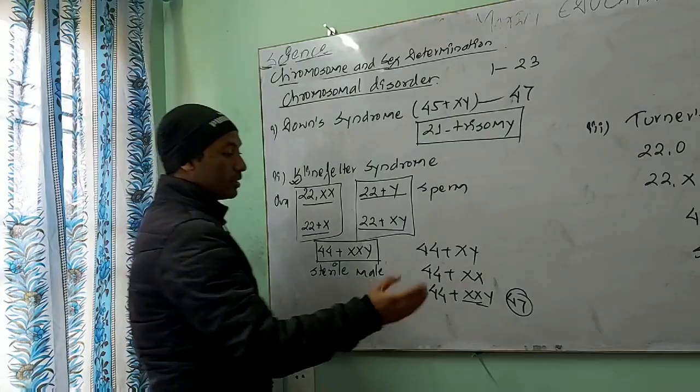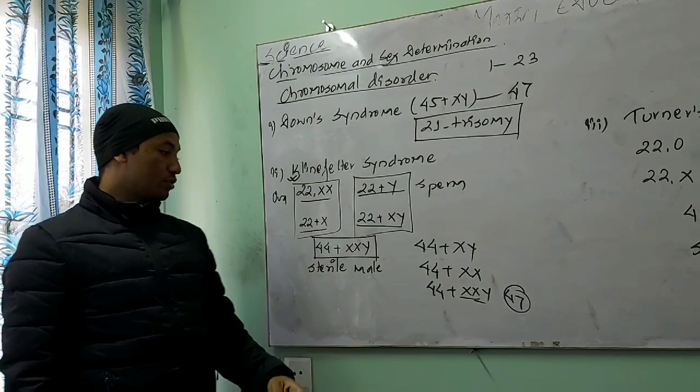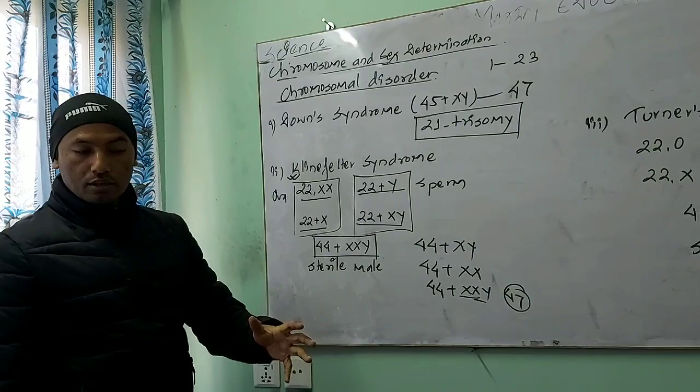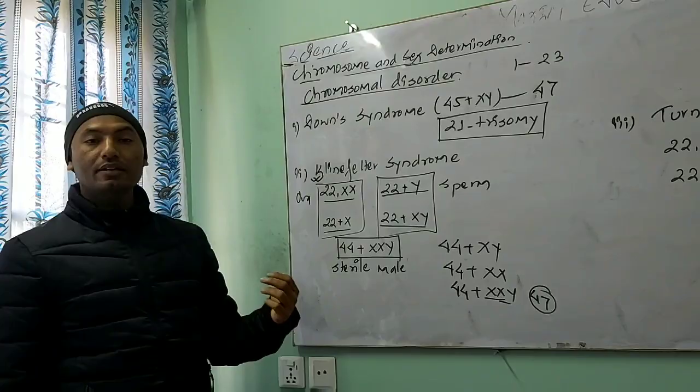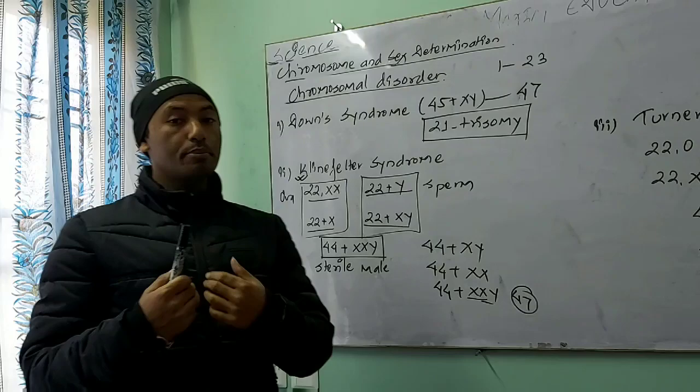Klinefelter syndrome occurs in males. They are sterile males. The male develops female characteristics due to the presence of this extra X chromosome. The male develops a voice like a female, movement like a female, walking style like a female. They are interested in female characteristics. They have underdeveloped secondary sexual characteristics of male. The deepness in the voice is not present. There is underdevelopment of male gonads in that body.